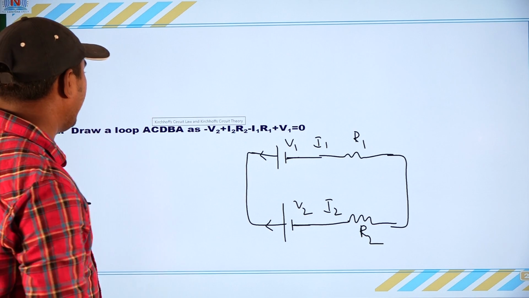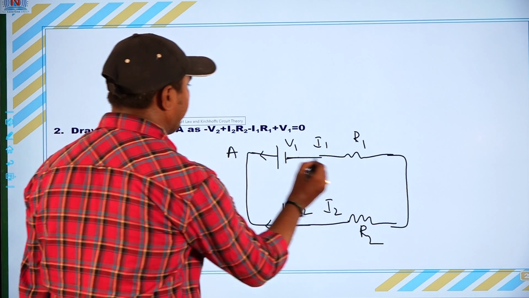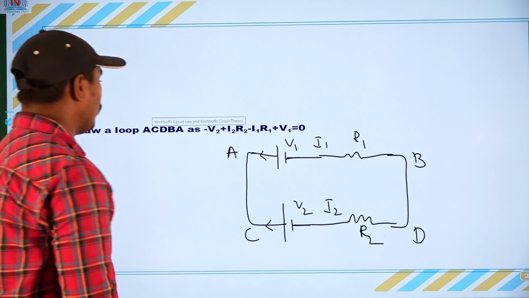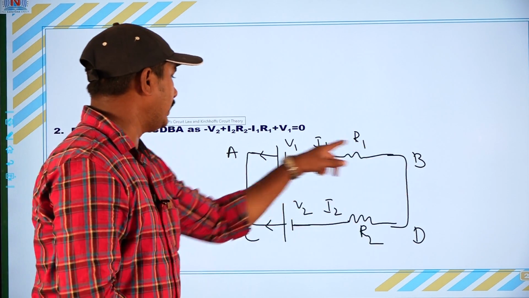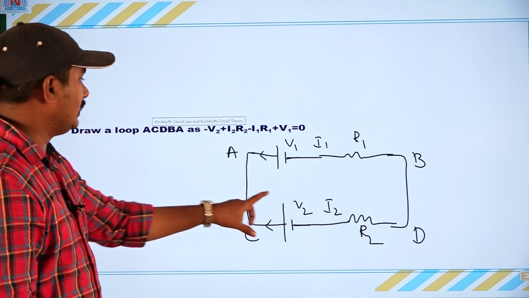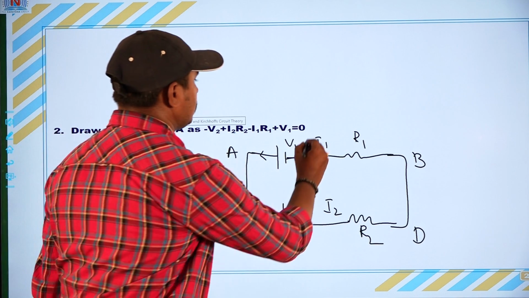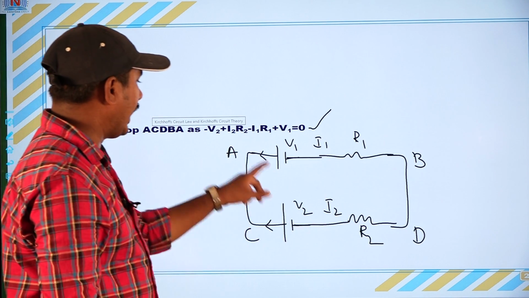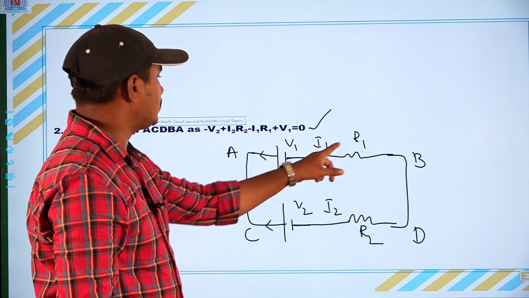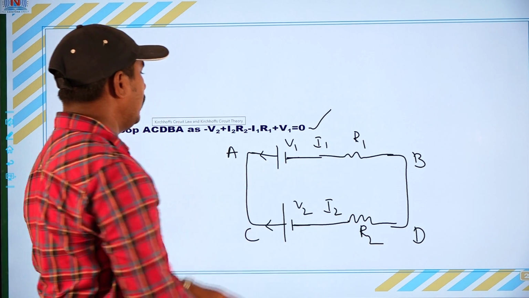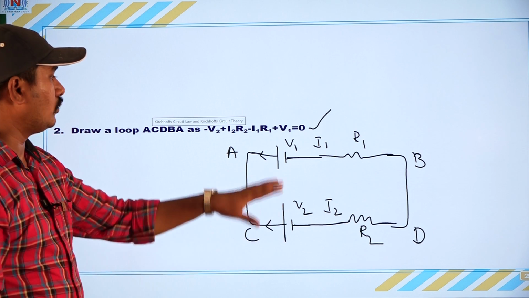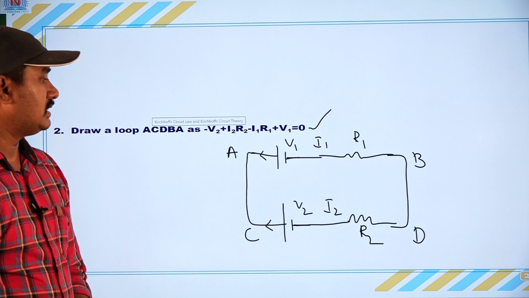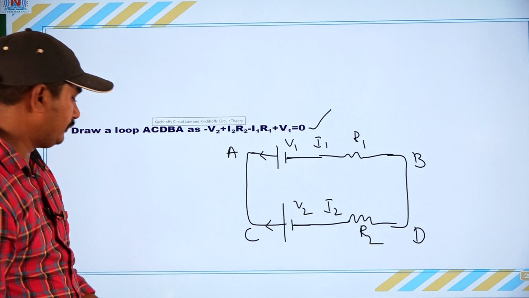That's why, here A, B, C and D. This is a loop here. What is the loop here? A, C, D, B, A. This is a loop here. And this loop follows minus V2 plus I2R2 and minus I1R1 plus V1 is equal to 0. Meaning the total potential difference in the circuit must be equal to 0. So this is the answer for question number 2.